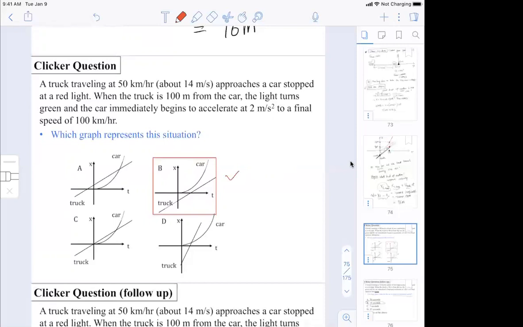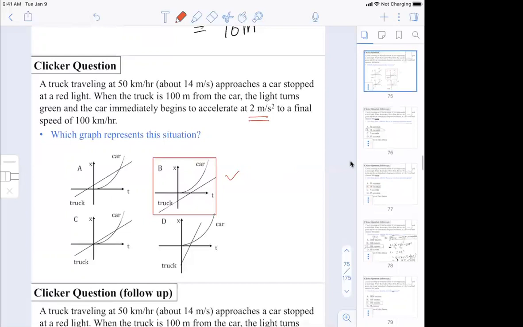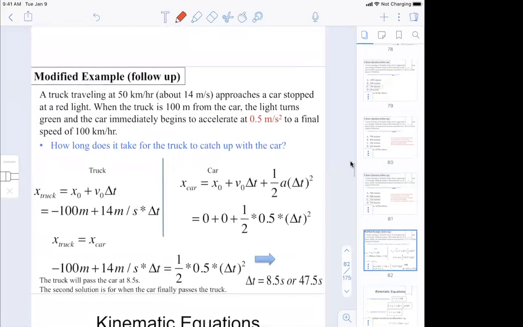So B is correct. If I were to change the problem a little bit, I'm going to change my acceleration for the car to be much less, giving the truck a chance to catch up. I won't have time to solve it, but I'll show you the rough process. If I had changed the question so the car accelerates at 0.5 meters per second squared, a much smaller acceleration, now the truck does have a chance to catch up with the car.